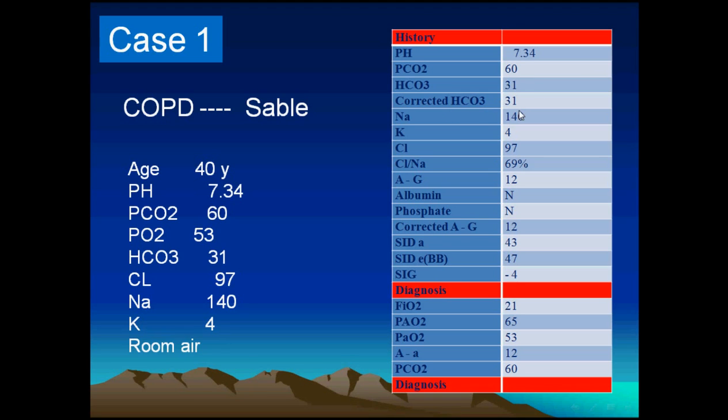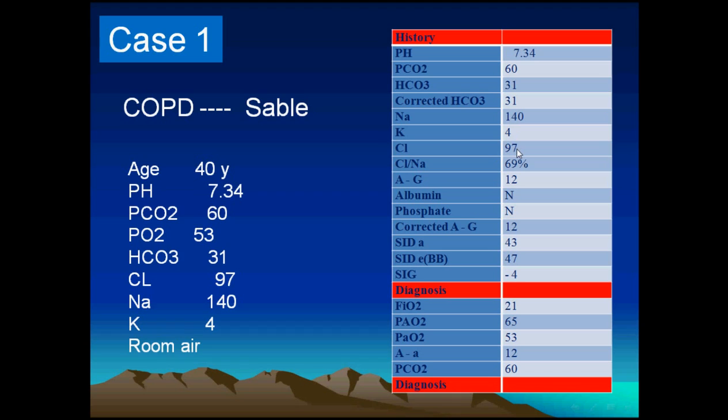When you come to the corrected bicarbonate, this means the measured bicarbonate plus the actual anion gap minus 12. What's the anion gap here? This is the sodium, this is the chloride, and this is the bicarbonate. The anion gap here, when you measure it, is about 12. It's a normal anion gap. So the anion gap will be the same as the actual anion gap. So there is no mixed problem. Sodium is normal, potassium normal.